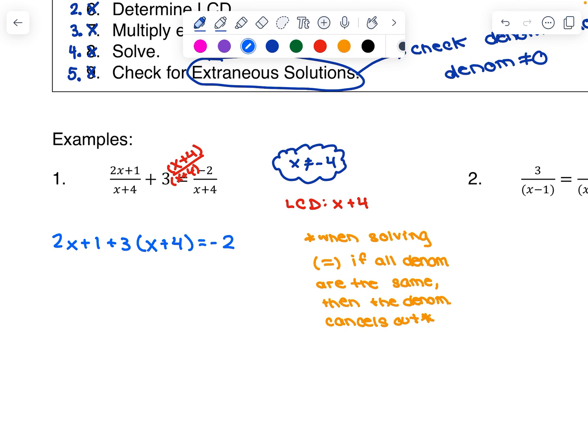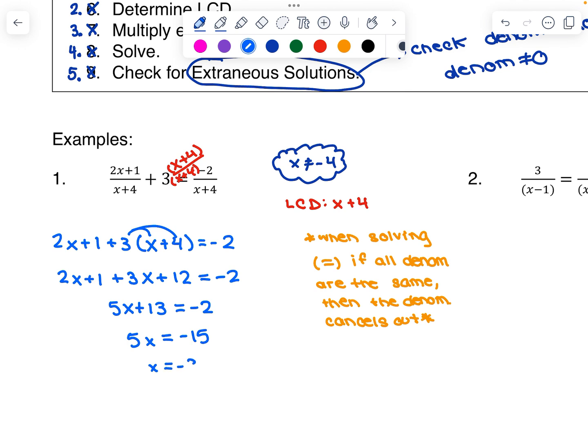Okay, so here, this should be Algebra 1 solving. We've got 2x plus 1 plus 3x plus 12 equals negative 2. Combine my like terms here. I'm going to get 5x plus 13 equals negative 2. Subtract 13, 5x equals negative 15. Divide by 5, x is negative 3. Check with my extraneous solution I wrote up here. X can't be negative 4. So this answer is good. X equals negative 3 does in fact work.